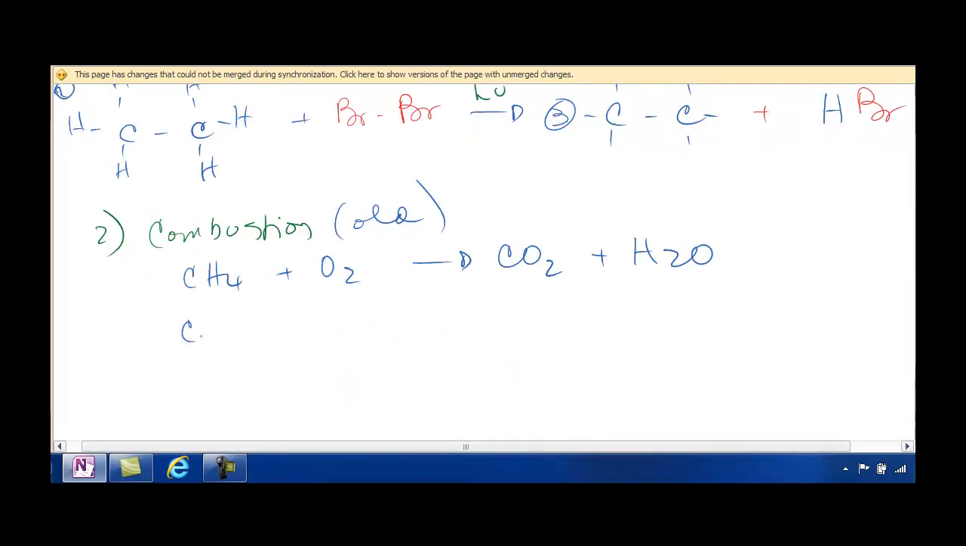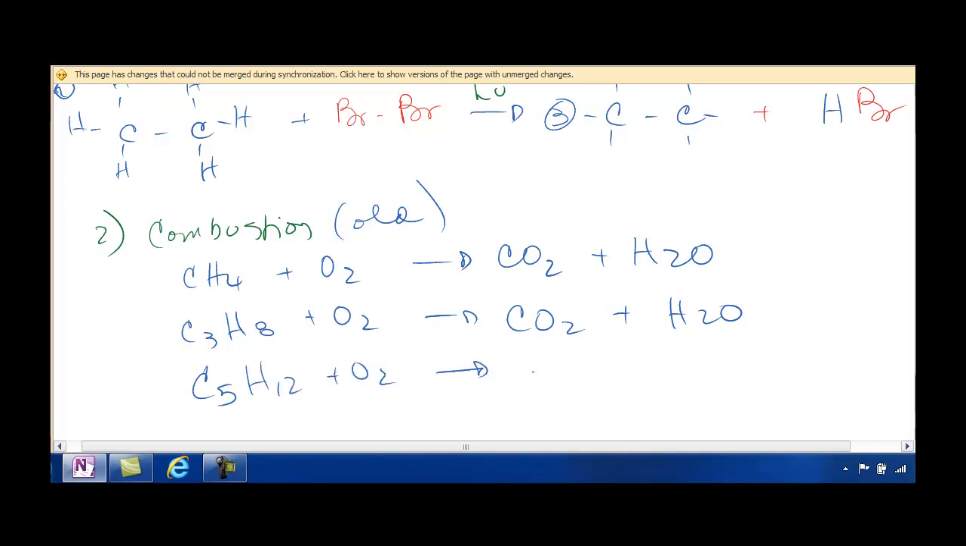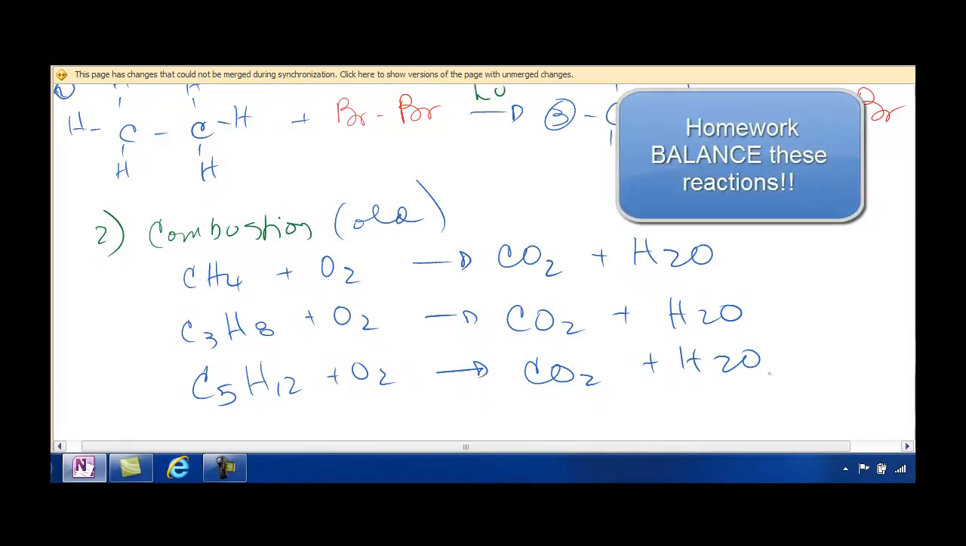Okay, so we have C3H8 and O2. Who do you form? CO2 and water. What about if I have C5H12 and O2? Who do you form? CO2 and H2O. What's going to change? The balancing. And to balance, you look at your carbons, then your hydrogens, then your oxygens. So that's homework. Balance these guys, so they're not balanced.